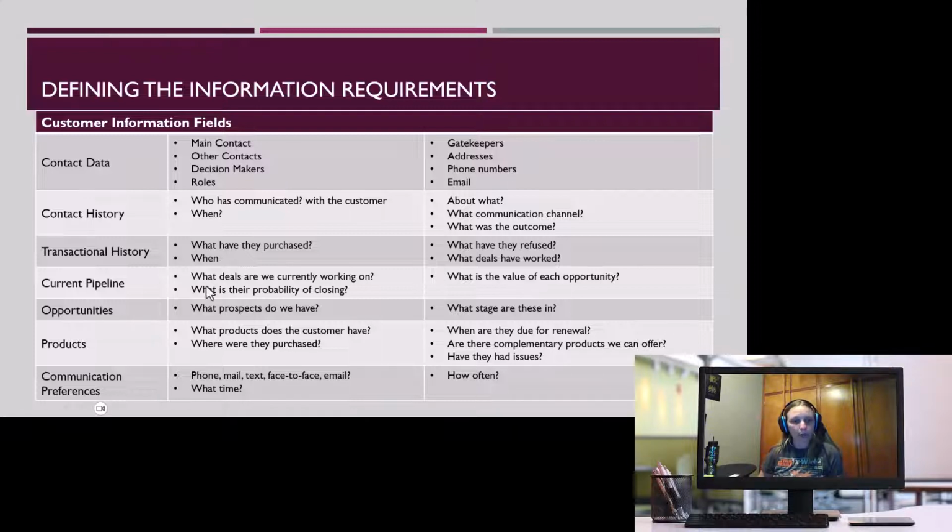Okay, so current pipeline and opportunities kind of goes in the same sort of thought. So what deals are we currently working on is really the same thing as what prospects do we have. But in terms of pipeline, you can assign a probability of a deal making it to the end and someone making a purchase. These percentages are typically pretty arbitrary. And it's based on historical transactions that salespeople have had.